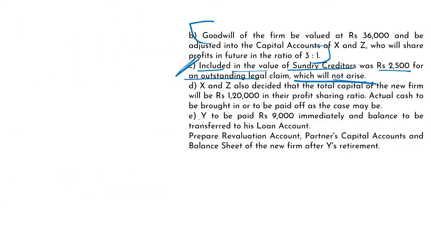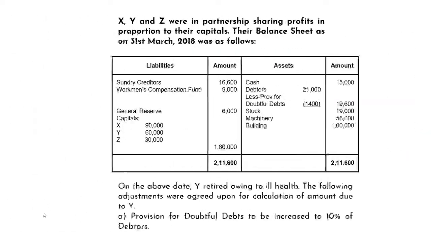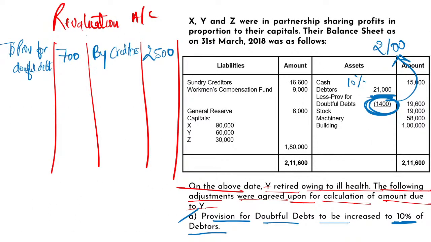Next point. This is again related to adjustment of capital and this is related to payment. So there are only 2 points that will be recorded in revaluation. Only these 2 items will be recorded in revaluation.